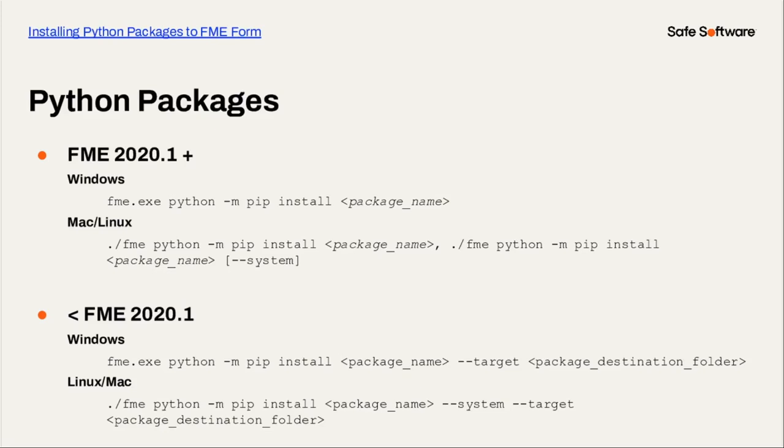So the one above here with 2020.1 plus or above will automatically install to the interpreter location, which on Windows is located in Documents, Plugins, Python, and then the Python interpreter version. Or for Mac, it'd be under Library FME 2024. And then Linux is similar as well.